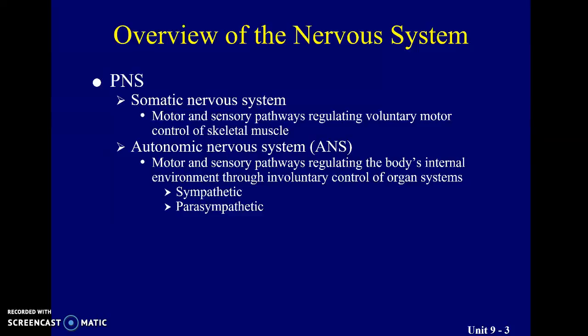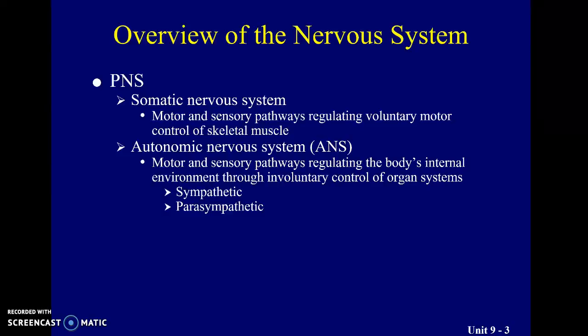Peripheral nervous system is subdivided into the somatic nervous system and the autonomic nervous system. The somatic nervous system is considered the voluntary portion of the nervous system. These are motor and sensory pathways that are going to be regulating voluntary control of skeletal muscle. So you can see the afferent component that would control the contraction of the skeletal muscle, and then a sensory component that would be feedback then from that muscle.